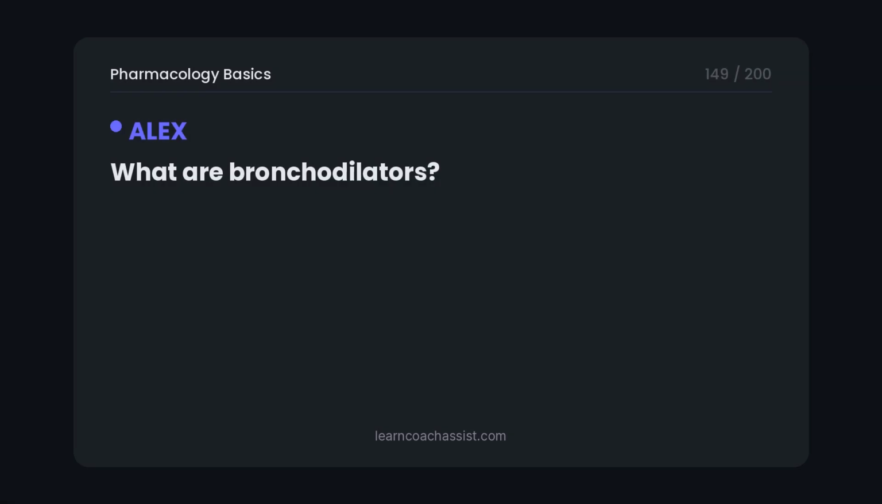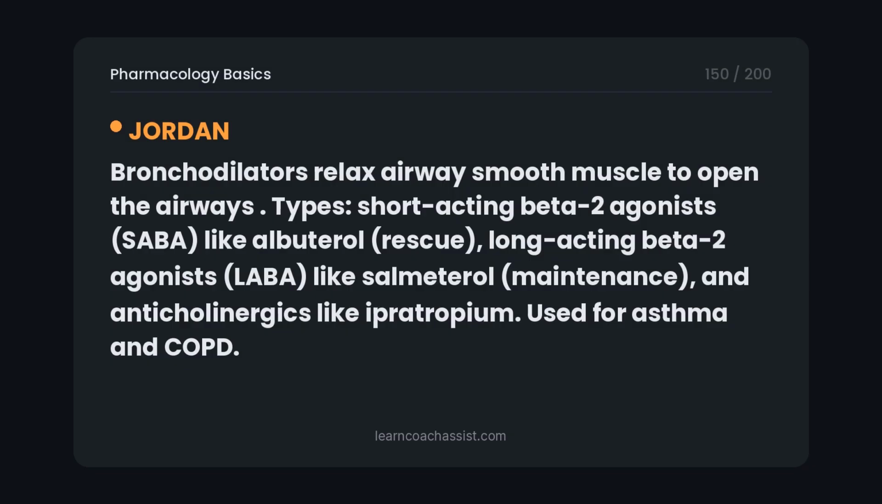What are bronchodilators? Bronchodilators relax airway smooth muscle to open the airways. Types: short-acting beta-2 agonists, SABA, like albuterol, rescue; long-acting beta-2 agonists, LABA, like salmeterol, maintenance; and anticholinergics like ipratropium. Used for asthma and COPD.